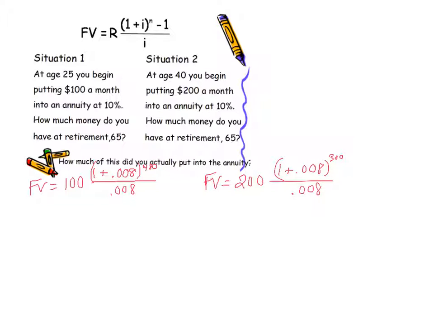Go ahead and do the math on this. If it were me, when I type this in my calculator, I probably would do all of this stuff first and then multiply by 100. Do all of this first, then multiply by 200. All right, go ahead and pause the video and calculate those two things right now.